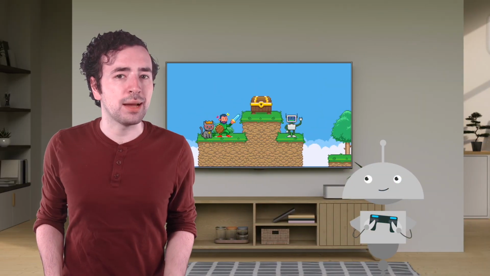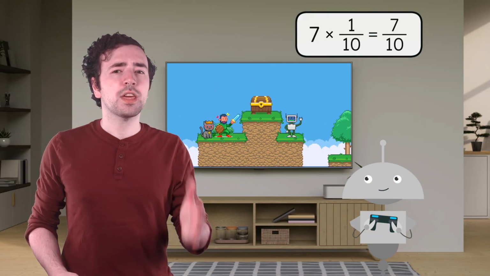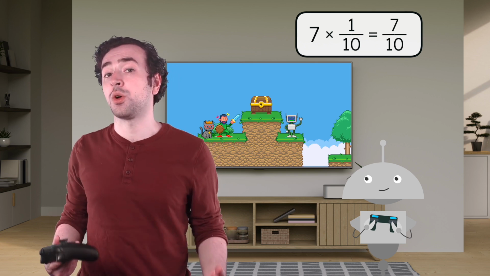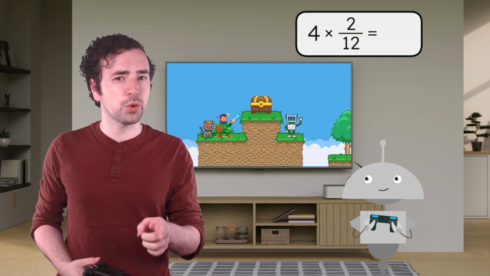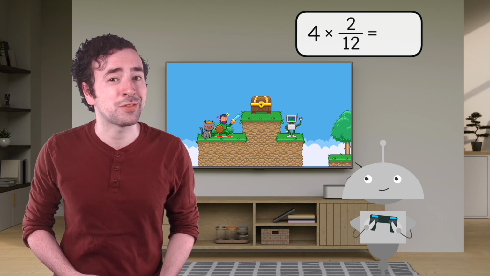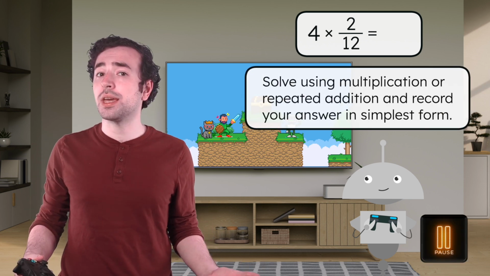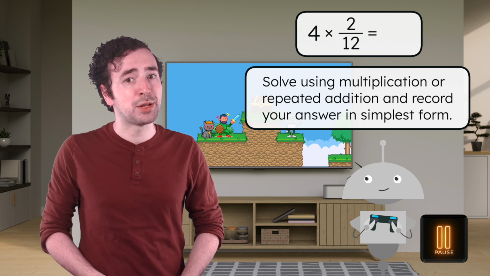Since we know 7 times 1/10 equals 7/10, think about how multiplication could be used to solve this problem. 4 times 2/12. If you aren't sure yet, try using repeated addition first. Pause here to solve and record the answer in simplest form in your guided notes.